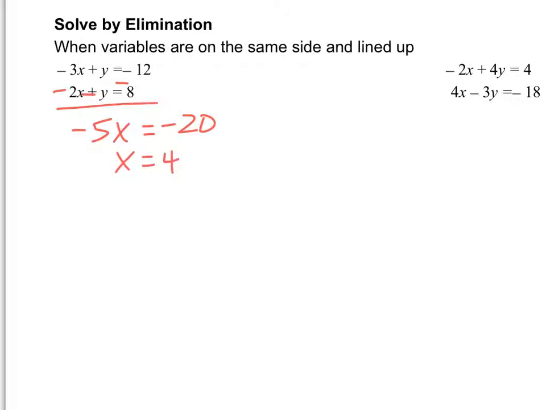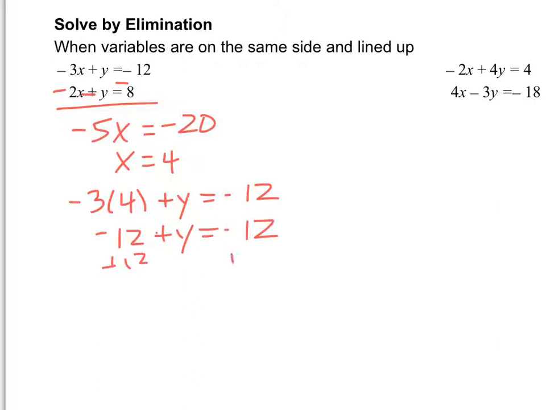And now I'm going to plug that in. I always go to the equation that I didn't mess up. So in this one, that would be the first equation. -3 times 4 plus y equals negative 12. So negative 12 plus y equals negative 12. Add 12 to both sides, and y equals 0. So my point would be (4, 0).